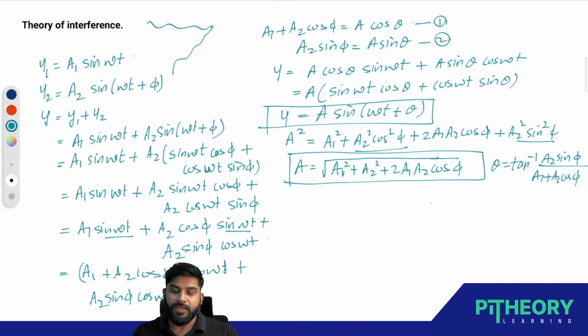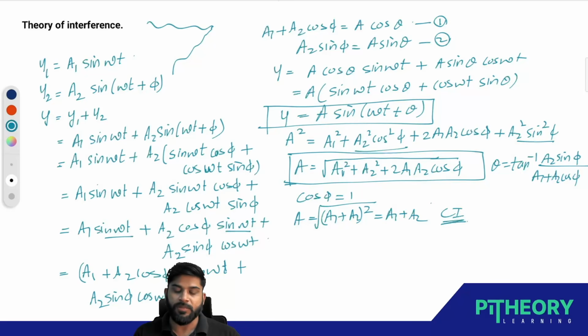Now, when it comes to the resultant amplitude, we can actually write two conditions. When cos phi is equal to 1, what will happen here? You get A is equal to root over A1 square plus A2 square plus 2 A1 A2, which is nothing but the square root of (A1 plus A2) whole square, which is nothing but A1 plus A2. And this condition is what we call the constructive interference.